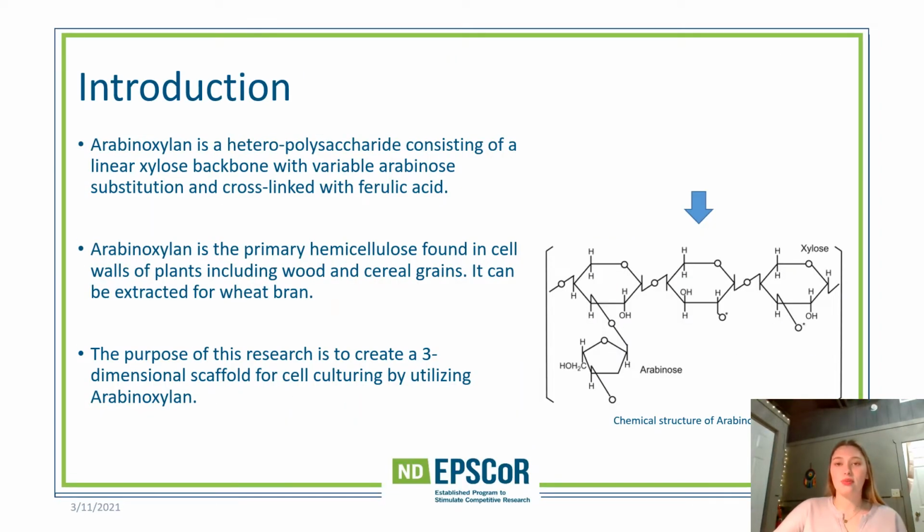Arabinoxylan is a heteropolysaccharide that consists of a linear xylose backbone with variable arabinose substitution. It is also cross-linked with ferulic acid. It is the primary hemicellulose found in the cell walls of plants, along with wood and cereal grains like wheat bran, which is what we extracted it from.